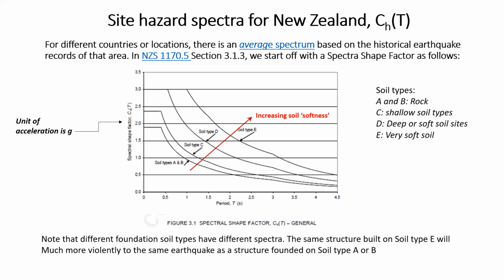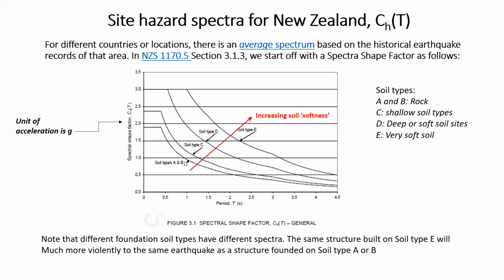Now let's have a look at the situation in New Zealand in terms of spectra. What they do is the codes provide you with an average spectrum based on the historical earthquake records of a particular region. In New Zealand, the New Zealand code, NZS 1170.5, section 3.1.3, we start off with a spectral shape factor as follows. So they give us the starting spectrum, which we have to adjust. Okay, now you see the spectrum, you've got unit of acceleration along here of g, and they call it the spectral shape factor. So it's a very generalized spectrum first that you're going to adjust for various other criteria.